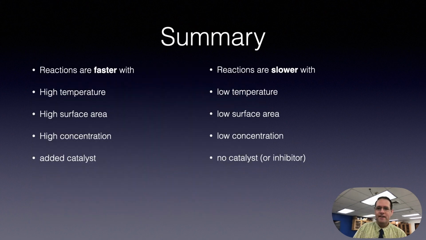Here's my summary slide. On the left, we have faster reactions. On the right, we have slower reactions. So high temperature, high surface area, high concentration, and of course, if you add a catalyst, those are all going to make the reactions faster. And the converse of that is slow. If you don't want milk to decompose as fast, you put it in the refrigerator because it's lower temperature. And low surface area and low concentration and no catalyst are all going to make a reaction slower.